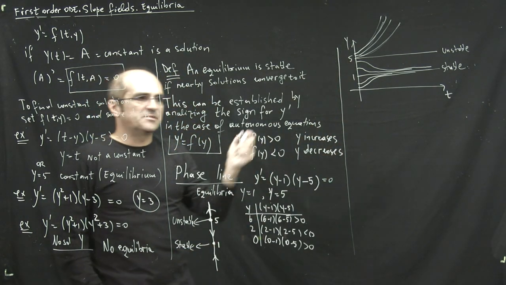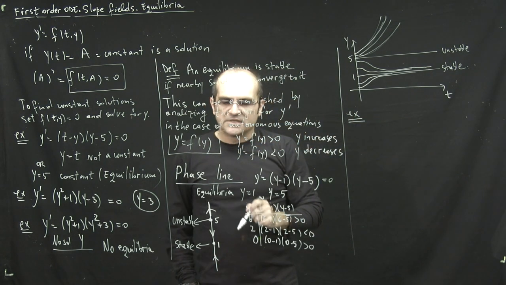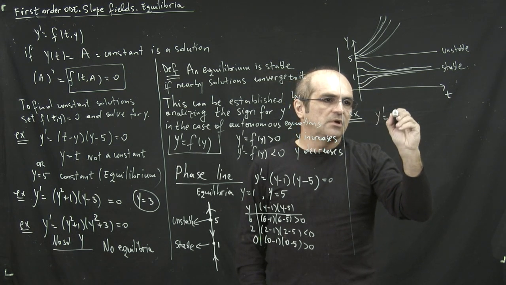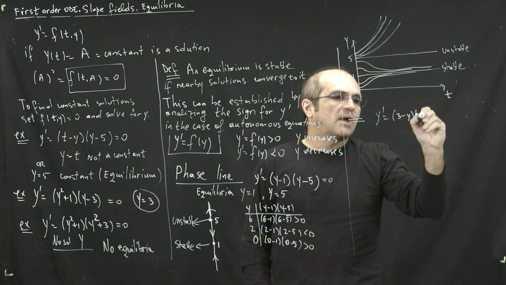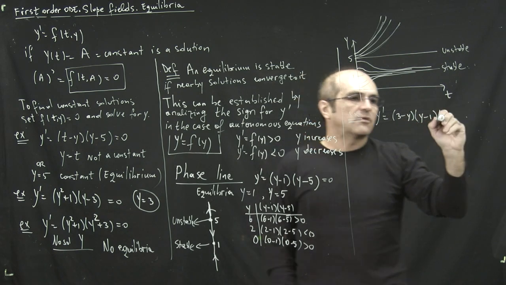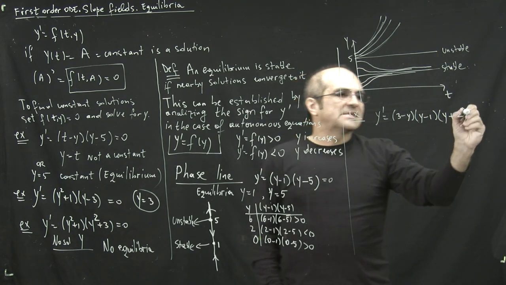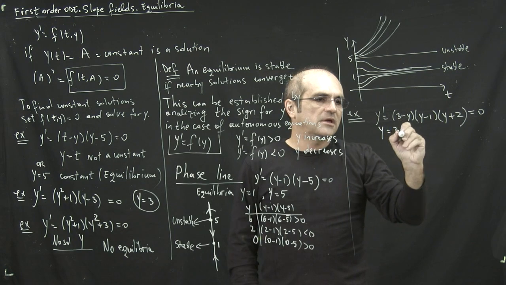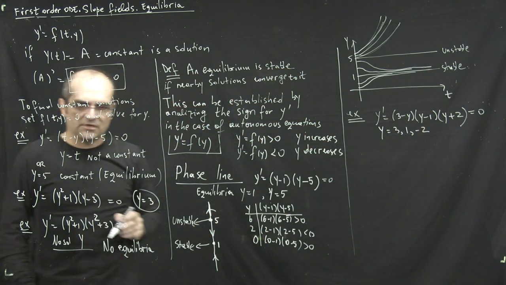So let's conclude this part of the lecture with another example. Let's use one with 3 equilibrium points. Let's say y prime is equal to (3 minus y)(y minus 1), and let's put actually a negative equilibrium point as well. Let's say (y plus 2). When one sets this equal to 0, we have 3 equilibrium points: 3, 1, and minus 2. Yeah, if you set each parenthesis equal to 0.